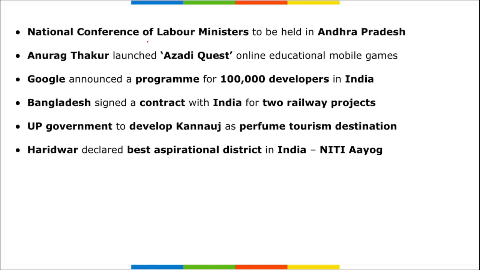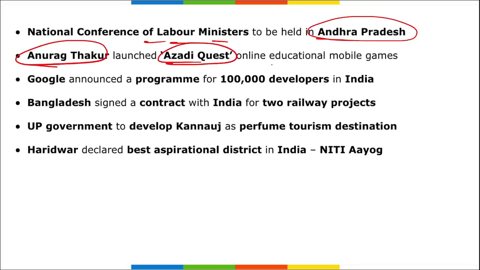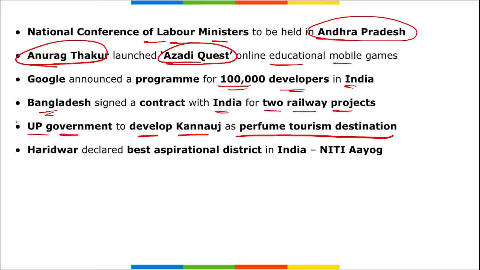Next, National Conference of Labour Ministers to be held in Andhra Pradesh. Anurag Thakur launched Azadi Quest online educational mobile game. Remember this. Google has announced a program for 1 lakh developers in India. Bangladesh signed a contract with India for 2 railway projects. UP government to develop Kannauj as perfume tourism destination.